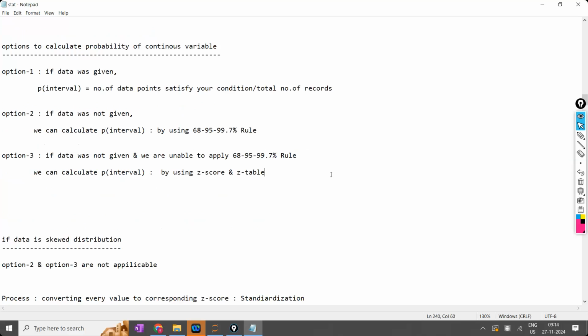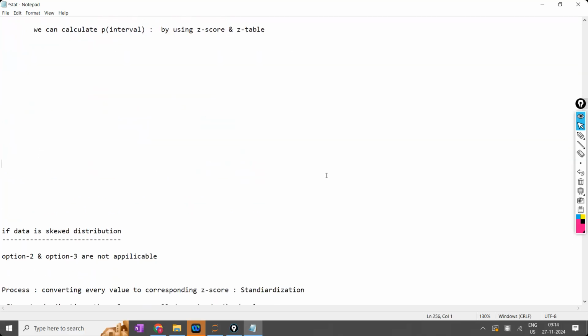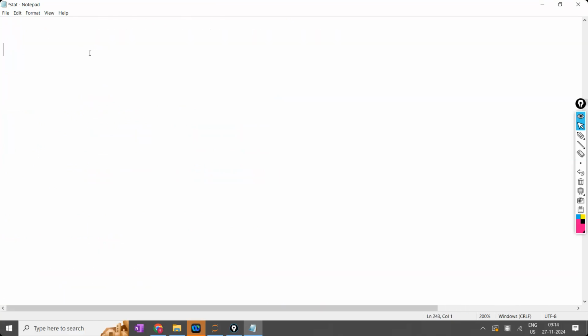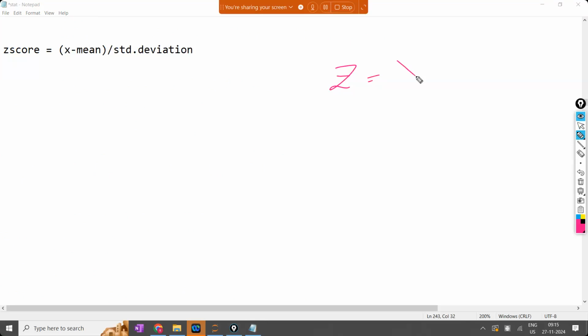Now, let's take an example and try today the various options to calculate. Now, what is Z-score first? First we'll start with the Z-score. What is meant by Z-score? Z-score means X minus mu divided by sigma. X minus its mean value divided by standard deviation is called Z-score. That is nothing but Z is equal to X minus mu divided by sigma. This is called Z-score.